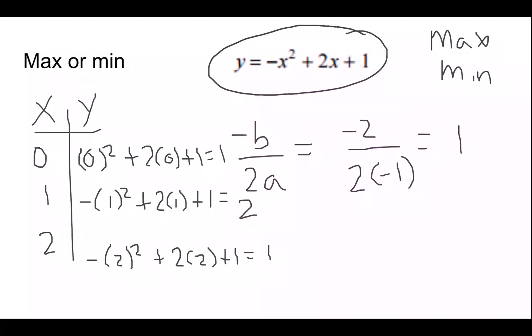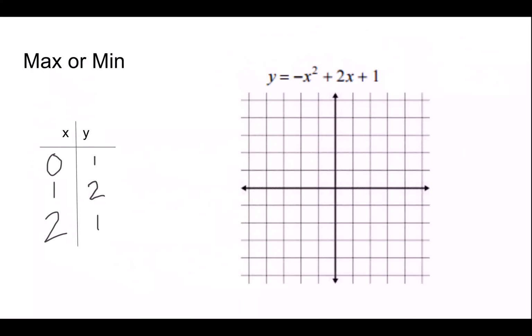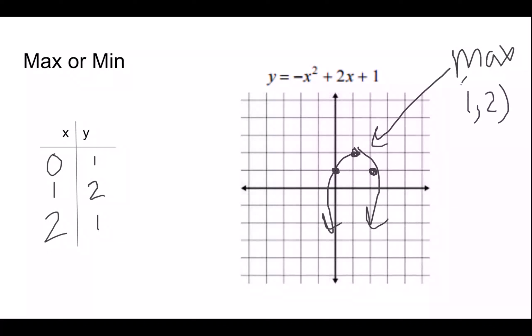And this time we can kind of see that this looks to be a higher point and everything else looks to be getting lower. But let's graph it to make sure. So when I graph these points, I have 0, 1, 1, 2, and 2, 1. As you can see when we graph, we get this downward U. So this is definitely a max. And the max would be at the point 1, 2.